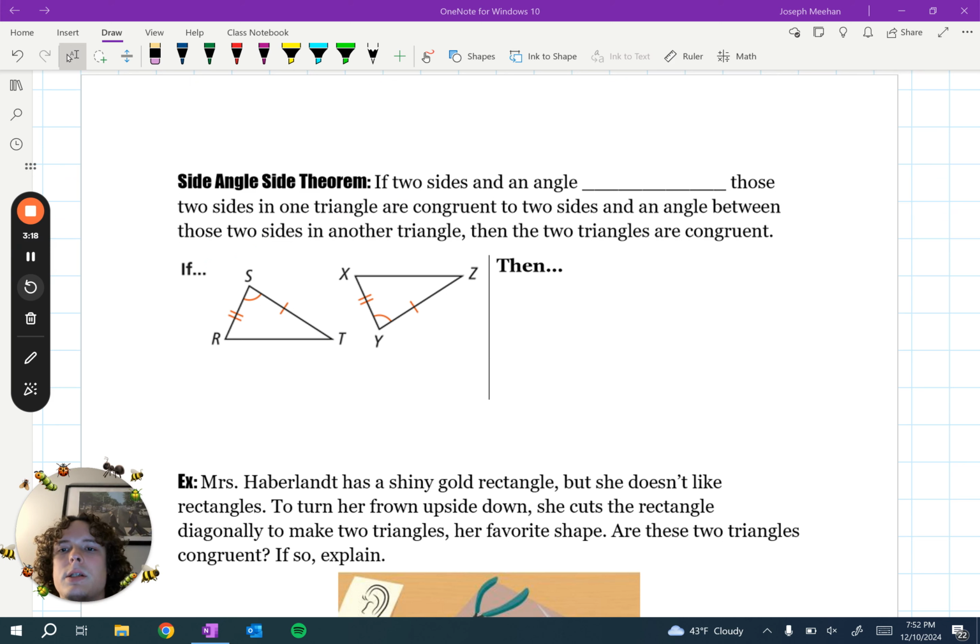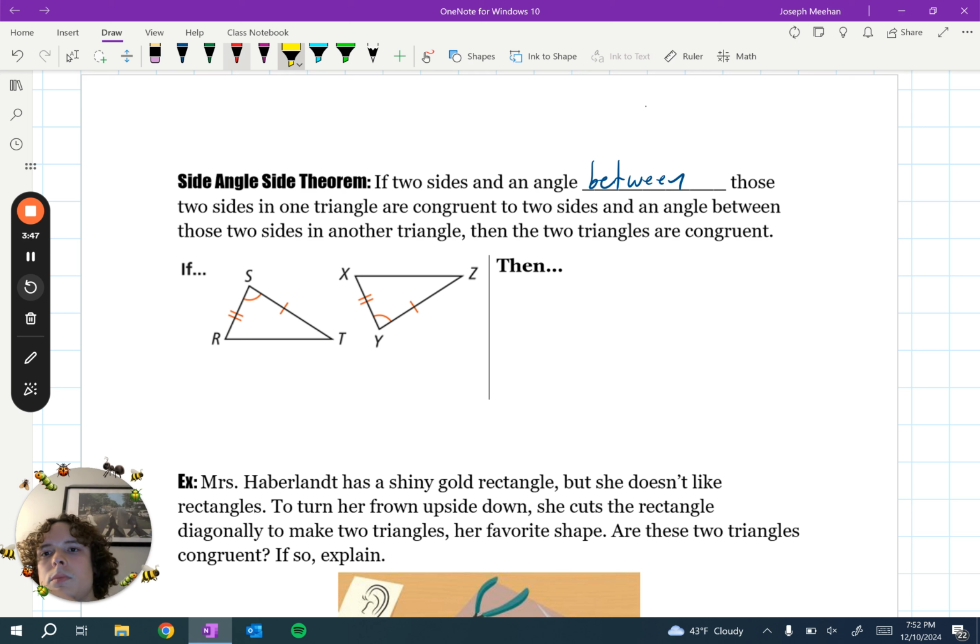The next theorem that we're going to talk about is the side-angle-side theorem. It says if two sides and an angle between those two sides in one triangle are congruent to two sides and an angle between those two sides in another triangle, then the two triangles are congruent. That's kind of a lot of words, and it might not make sense when you read it, but let's look at the picture here.